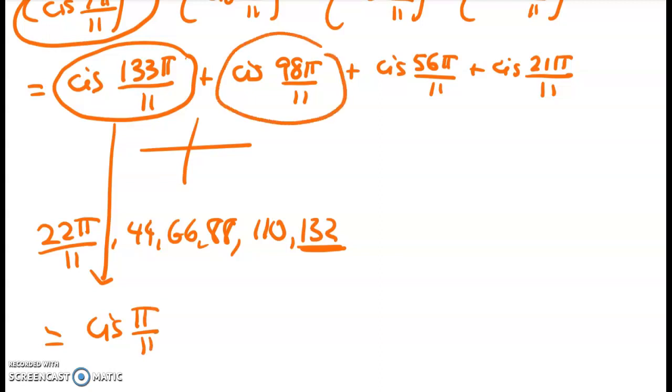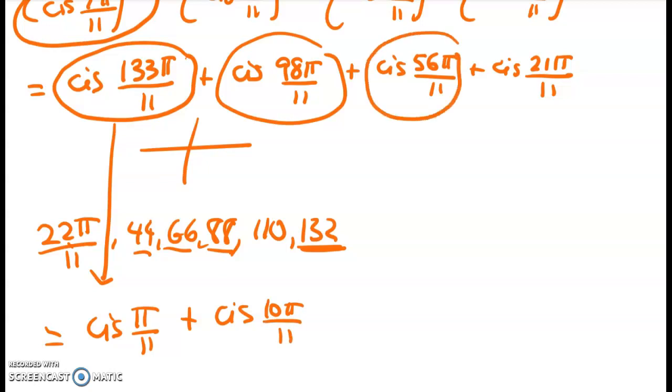Same thing here with the 98. We've got 22, 44, 66, 88. So this is going to be cis of 10 pi on 11. This one, 56 pi on 11. Well, you might already be seeing that symmetry is going to be important in here. So I can either do 56 pi on 11 as being above this one, so as 12 pi on 11, right? 56 minus 44. Or I could do it as negative 10 pi on 11.